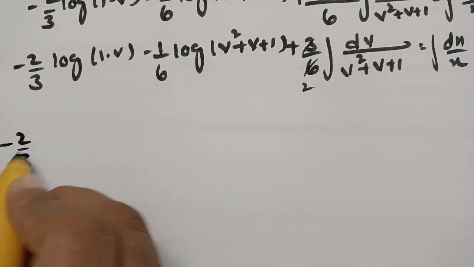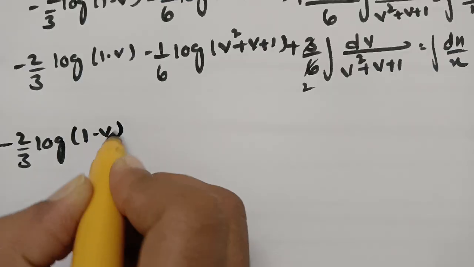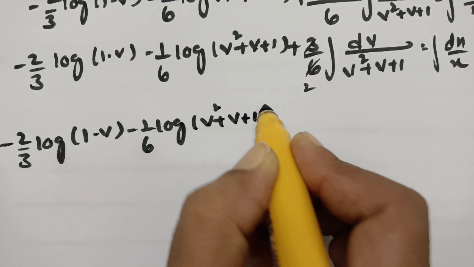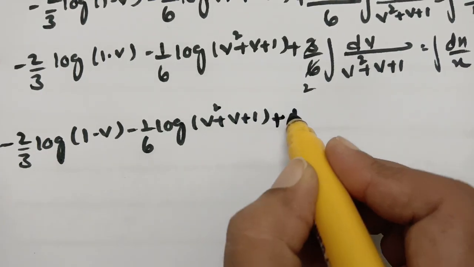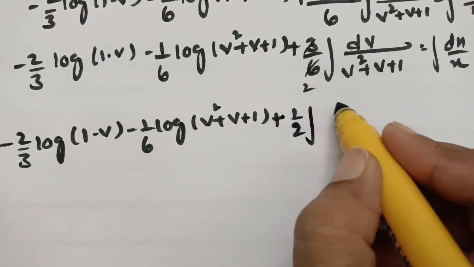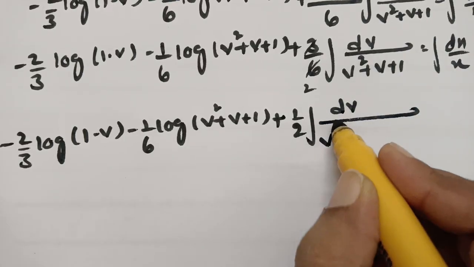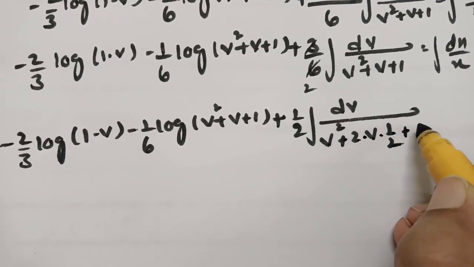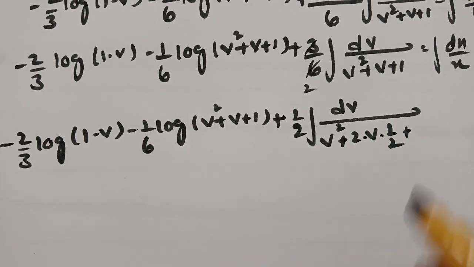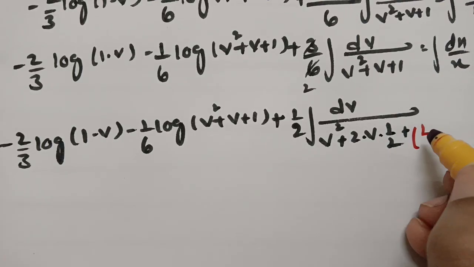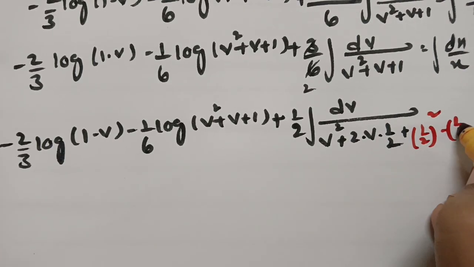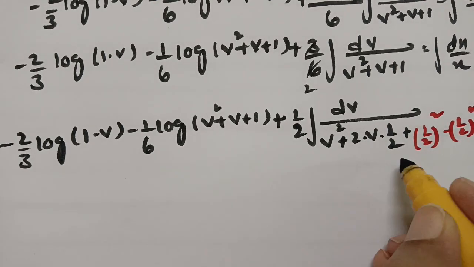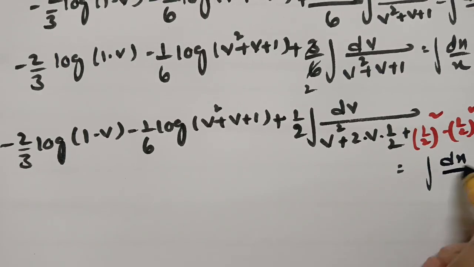So now I can cancel these two for half times. So this is going to become 2 by 3 times log of 1 minus v minus 1 by 6 log of v square plus v plus 1, plus 1 by 2 times of, this can be written as, see here, a square plus 2 into a into b, and what is b here? Half. And therefore I am adding b square, and again I am subtracting b square, and this value is plus 1, which is equal to dx by x.